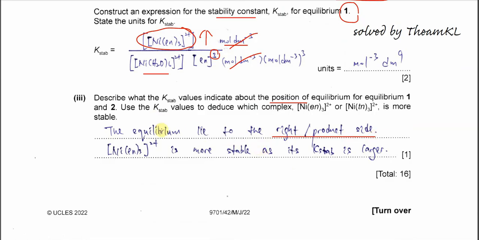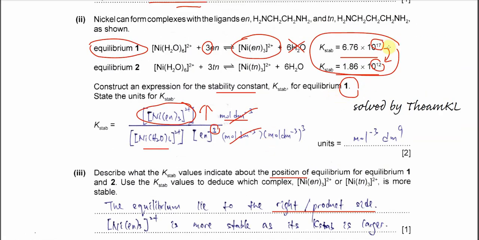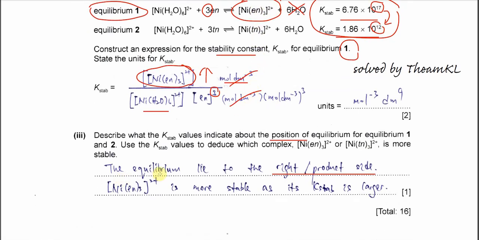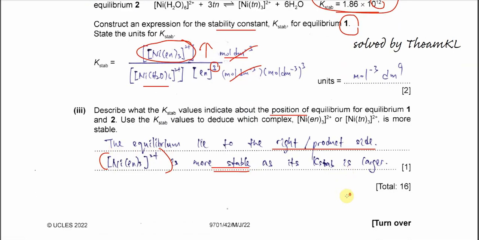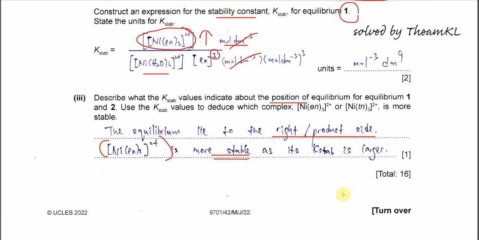The second question is, use the K stab value to deduce which complex is more stable. From here, we know that the first K stab is much larger than the second K stab. So the concentration of this nickel with 3en is more, so it's more stable, because more stable is more favourable, right? Therefore, from the K stab value, the nickel with 3en is more stable, because the K stab is larger. Okay, that's all. Thank you.